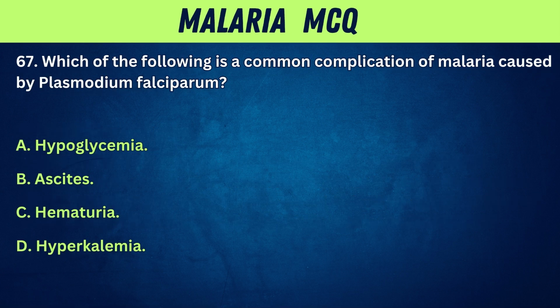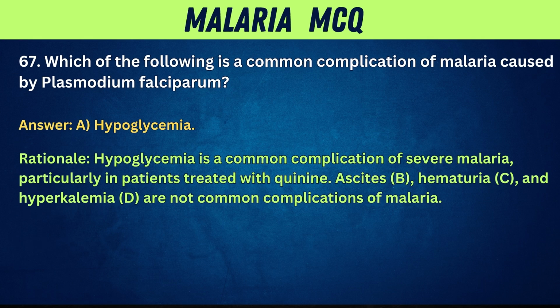67. Which of the following is a common complication of malaria caused by Plasmodium falciparum? A. Hypoglycemia. B. Ascites. C. Hematuria. D. Hyperkalemia. Answer: A. Hypoglycemia. Rationale: Hypoglycemia is a common complication of severe malaria, particularly in patients treated with quinine. Ascites, B, hematuria, C, and hyperkalemia, D, are not common complications of malaria.